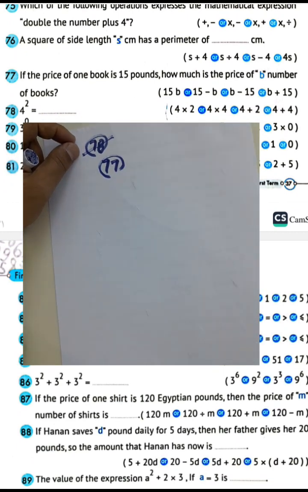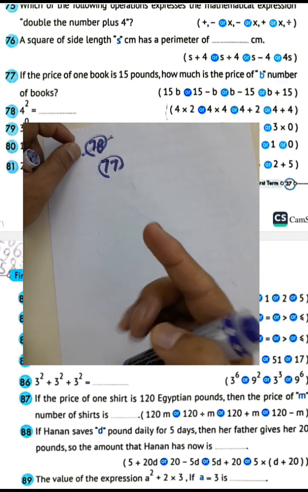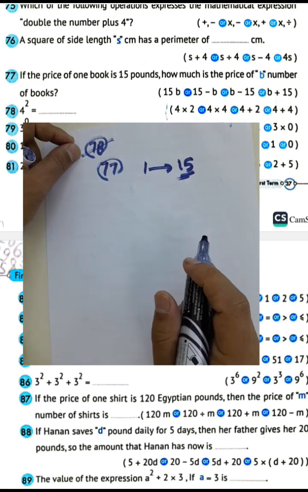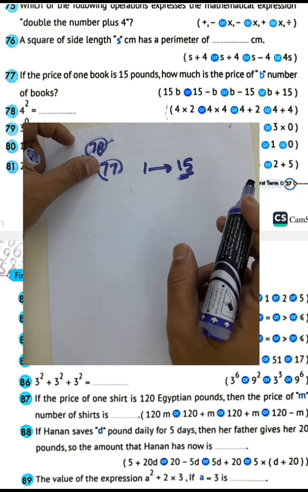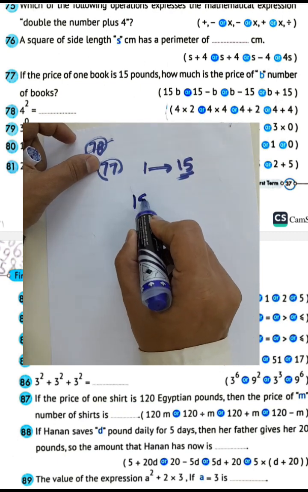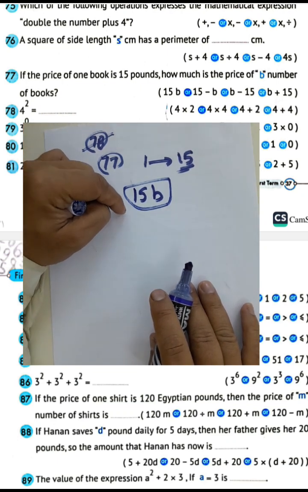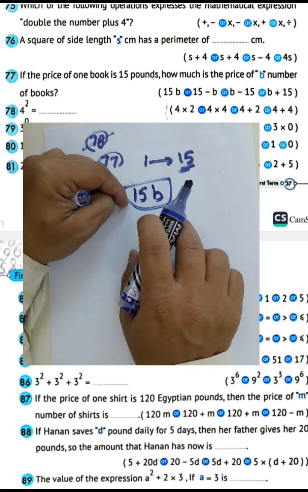The price of one book is £15. How much is the price of P number of books? The price of one book is 15. One book is 15 pounds. How much is the price of P number of books? It will be 15 multiplied by P. Right, 15P is the total. We can find the total by multiplying 15 by P.